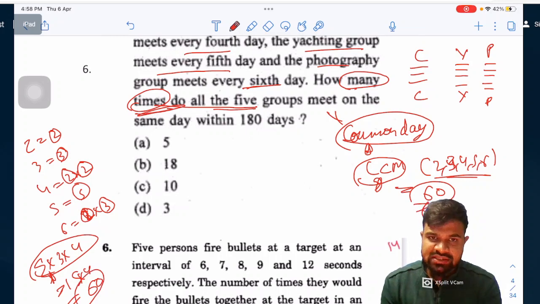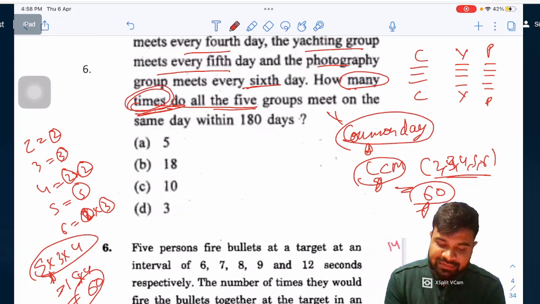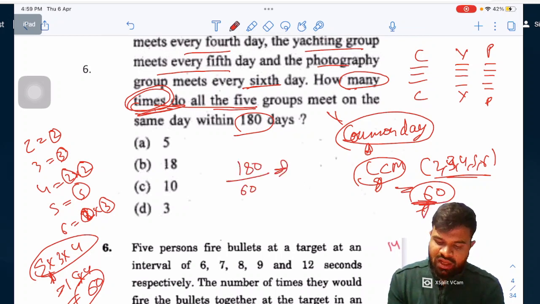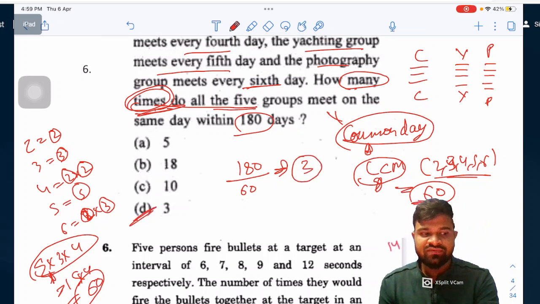After finding the LCM, the question seems very easy. How many times are they meeting? We have 180 days, and they are meeting every 60th day. So 180 divided by 60, we get our answer as 3. This will be our answer for this question.